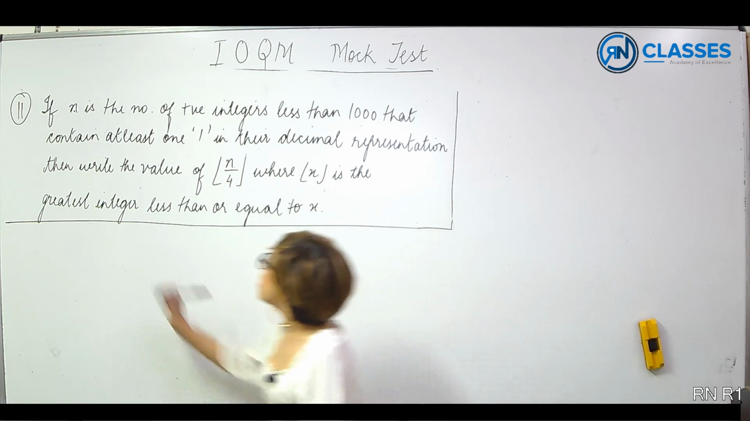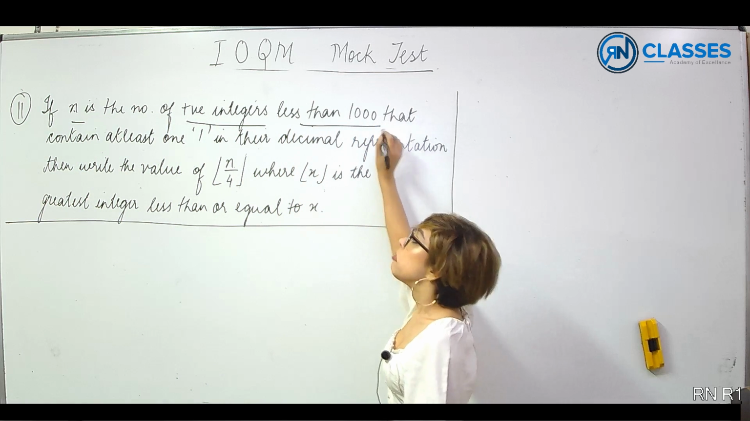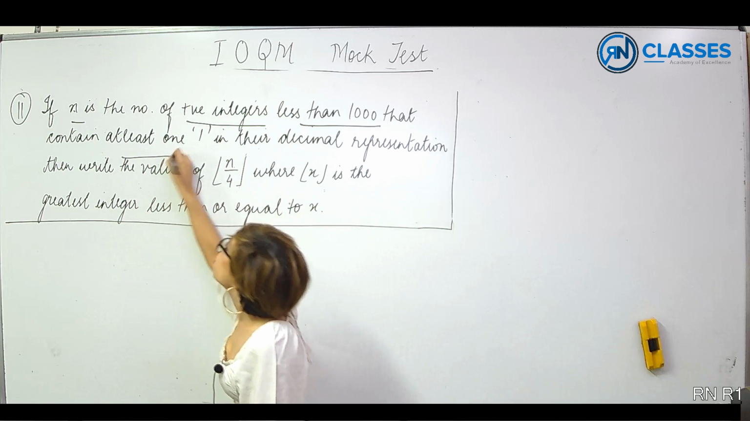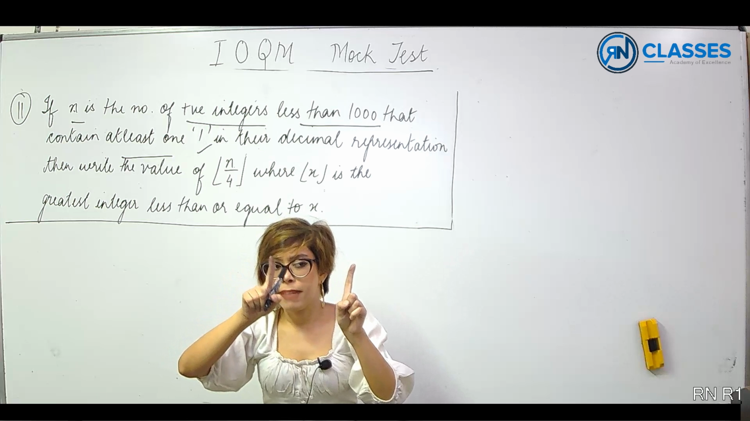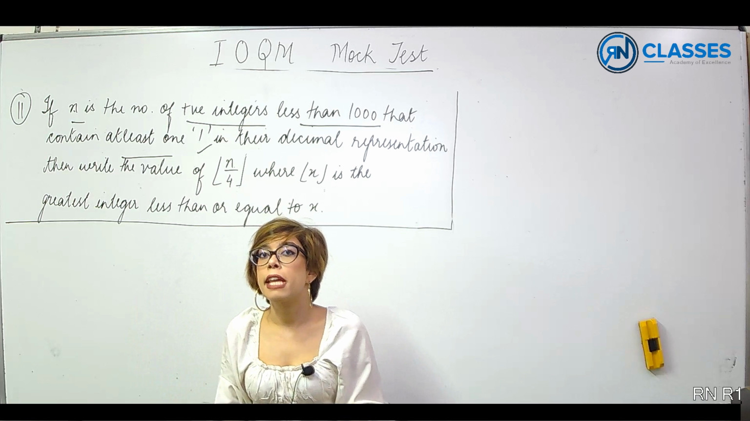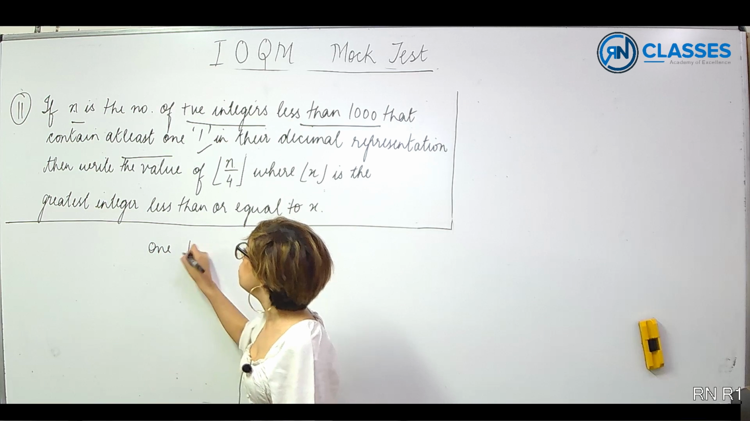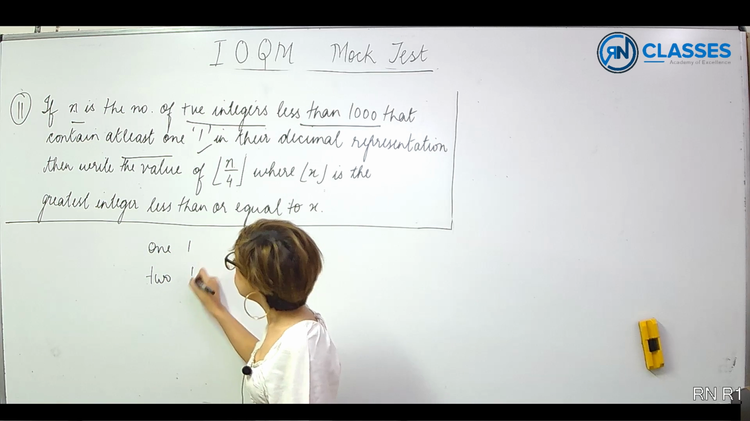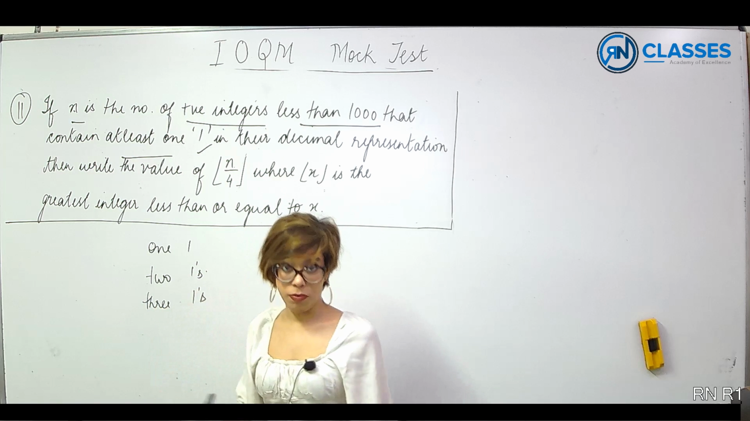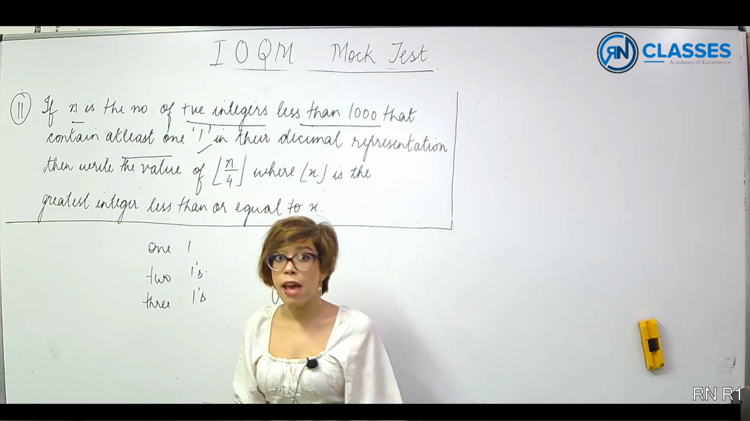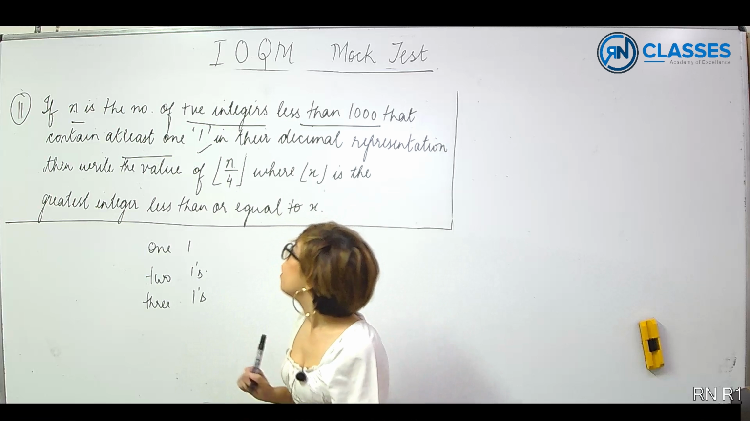Now he says, if n is the number of positive integers less than 1000 that contain at least one 1, at least one 1 should be there. So that means I can have maybe just one 1, maybe I can have two 1s, then I can have three 1s. Do you think I can have four 1s? No. I want less than 1000. So either I have a 1-digit number or a 2-digit number or a 3-digit number.